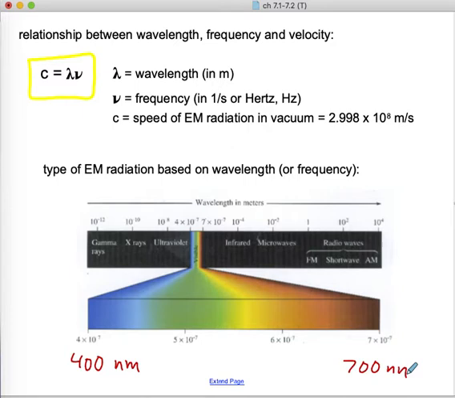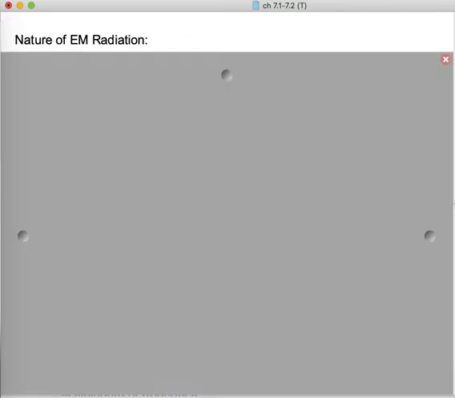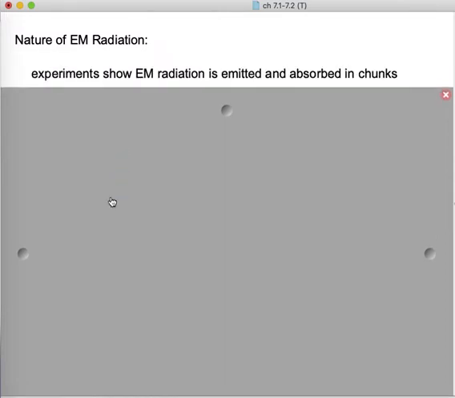Now, all was fine and dandy up until the very end of the 19th, very early part of the 20th century, when scientists made some discoveries that really confused them. They thought electromagnetic radiation was simply a wave-like phenomenon, but a variety of different experiments showed that electromagnetic radiation, under certain circumstances, can be particle-like. That is, when electromagnetic radiation is absorbed or emitted by matter, it is done so in chunks or discrete amounts.